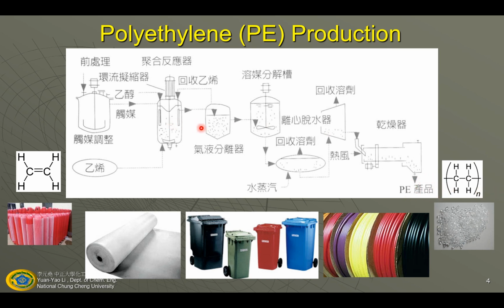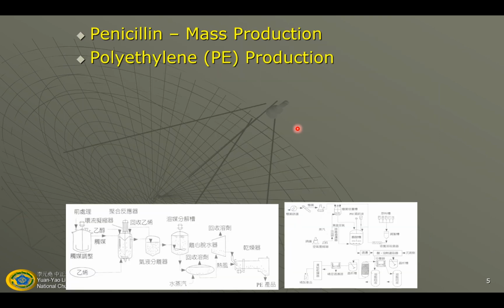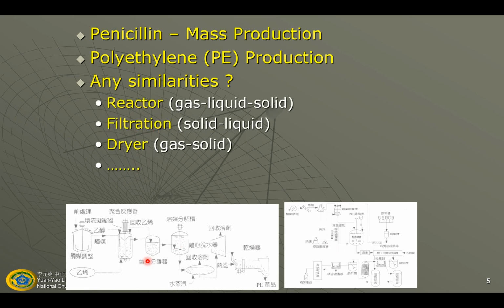So you also have processes. If we think of these two productions, penicillin production and polyethylene production, is there any similarity? If you compare these two processes, what kind of processes look similar? They all have reactors, and they all have filters.